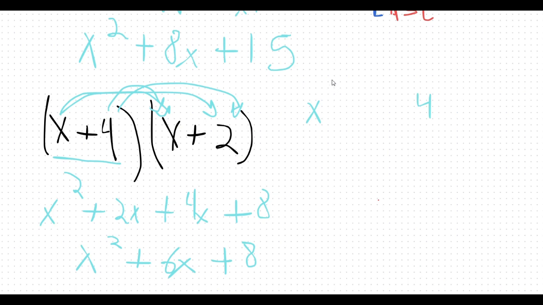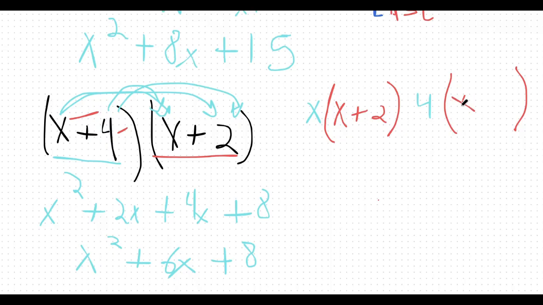Now we're going to distribute those two, x and 4, onto our other expression. So we're distributing x and 4. We're going to distribute it to this expression, x plus 2. All right, let's see how that works. We're using the distributive property, which I also have a video on.